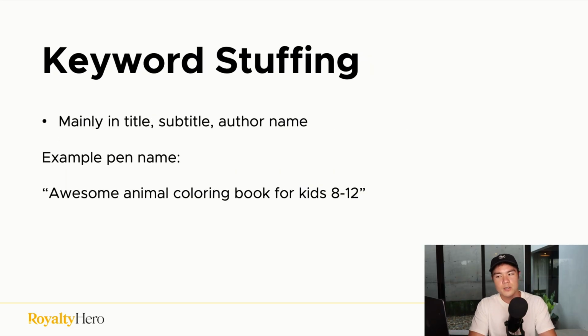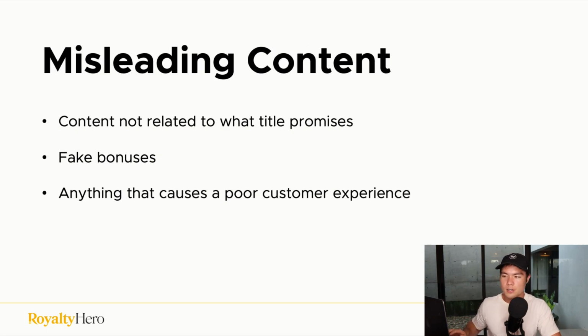So the next one is keyword stuffing. So this mainly happens in the title, subtitle, author name. A lot of people will stuff keywords so that they can rank in additional keywords. An example of this is if you create a pen name that says awesome animal coloring book for kids 8 to 12, that is a keyword, but you're using it as a pen name, that's not okay, and you definitely don't want to do that. Also, just having a bunch of keywords in the subtitle to the point where the subtitle sounds very messy, you also don't want to do that too.